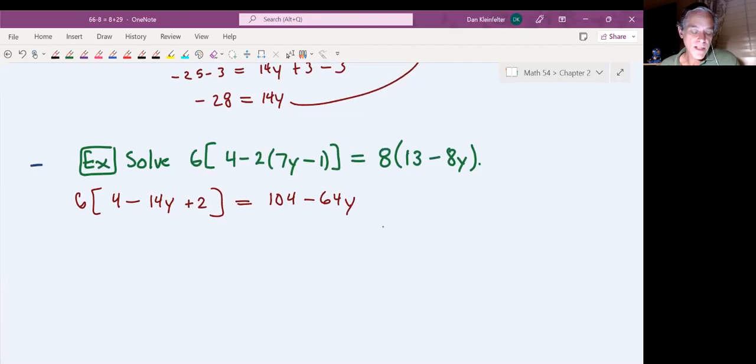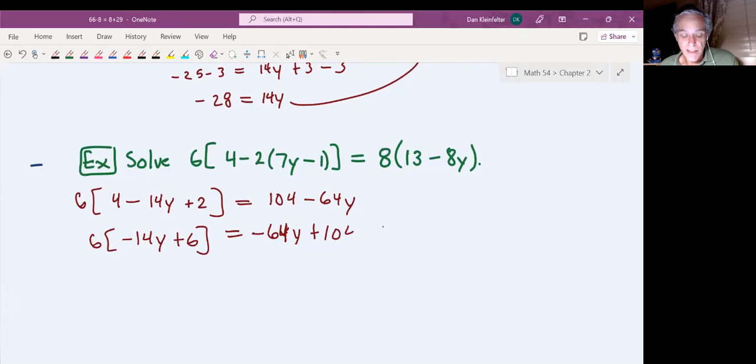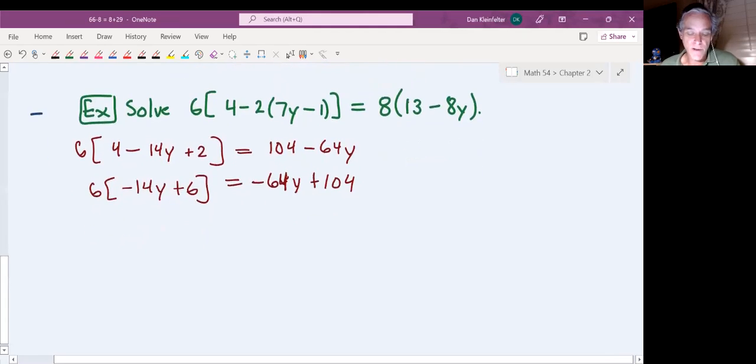Okay, all right, so now on the left side, inside the brackets, I can combine a little bit. 4 plus 2 gives 6, so we have negative 14y plus 6. And then on the right side, I have nothing to do. I'm going to rearrange it just so that I have the negative 64y in the front. For some reason, I like seeing the variables first and the constants after. That's my personal choice.